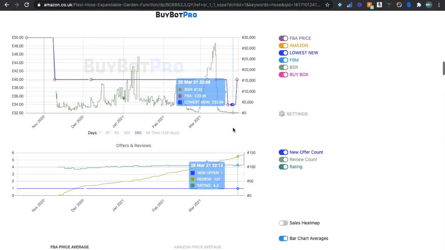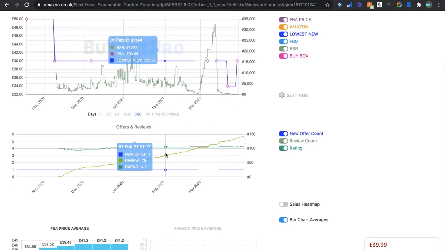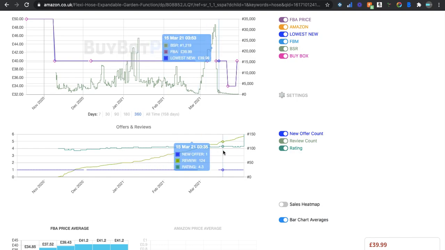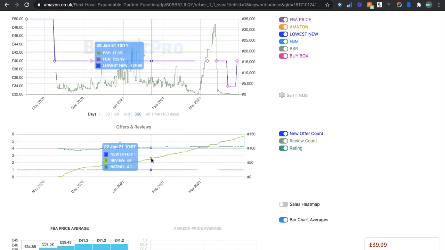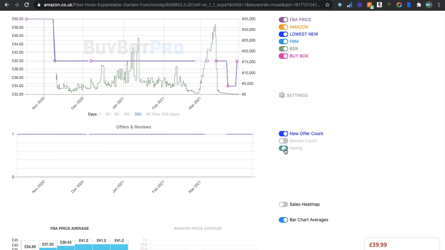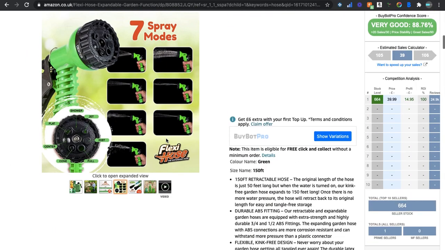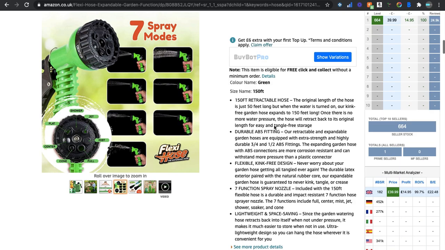Okay. Moving down, we're looking at the offers and reviews. So what we're just looking at here is actually the offer count. Now that's the only one that I look at. So I personally would get rid of these. Look at the new offer count. Now the offer tells you how many sellers. Okay, so remember we looked up here and there was only one seller.